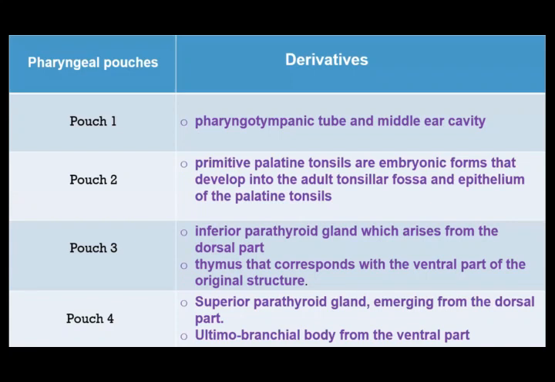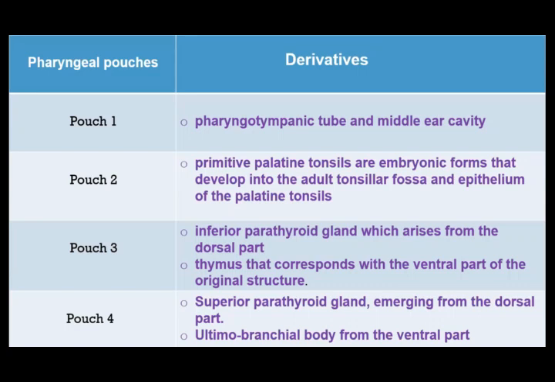Secondly, pouch number 2 involves the palatine tonsils region. So it is very clear that pouch 2 is going to give rise to the palatine tonsils that specifically develop in the tonsillar fossa, and it also forms the epithelium of the palatine tonsils present in your oral region. These tonsils are visible at the posterior-most part of your oral region.